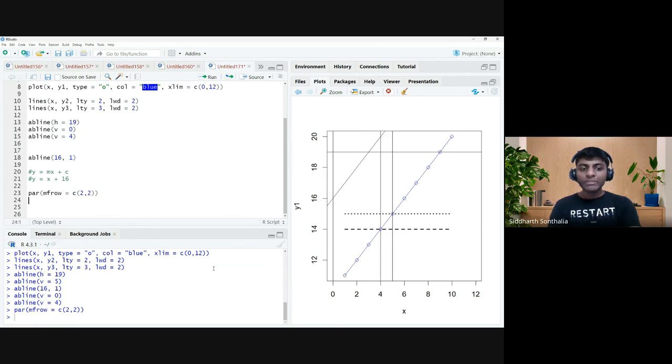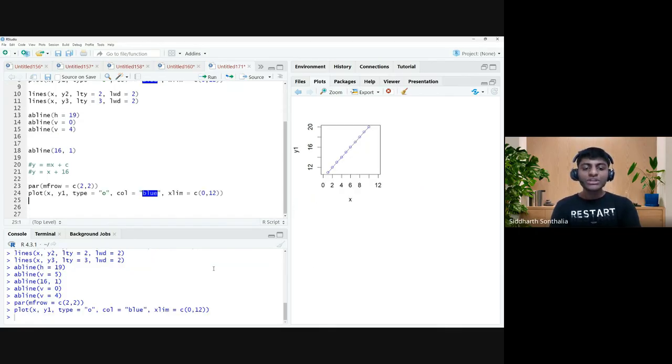So the moment I hit par mfrow c(2, 2), and now I plot this graph, let's take this code down here and plot it out. Can you see something? What has happened? It's only occupied a quarter of the window, right? In the background, what R has done is divide this plot window into a grid. Into a 2 by 2 grid. Why a 2 by 2 grid? Because I had given 2 comma 2 here.